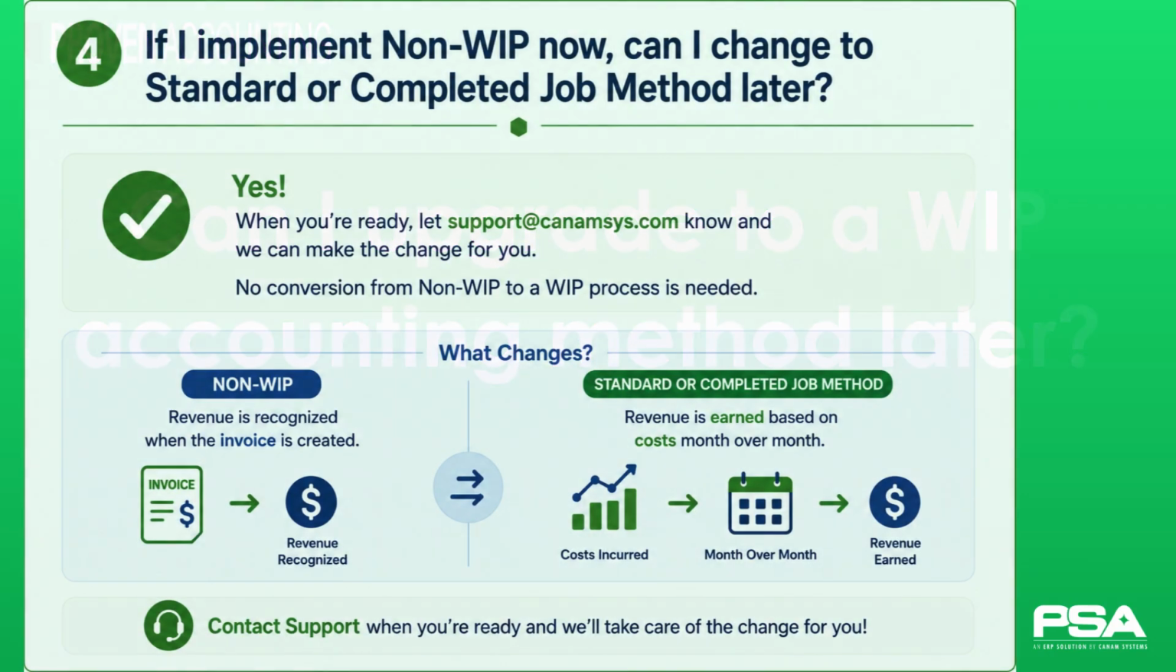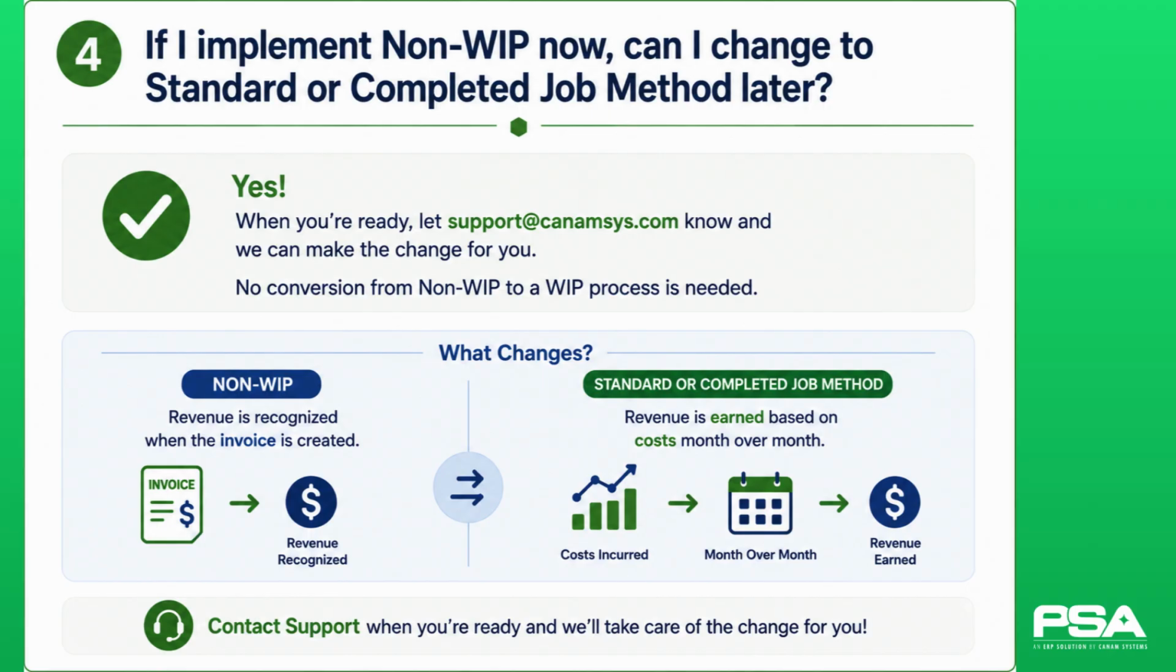Can I upgrade to a WIP accounting method later? Yes, absolutely. One of the advantages of choosing the non-WIP accounting method is that if your business grows and your accounting needs change over time, you can transition to a standard WIP or a completed job accounting method in the future. When you're ready, simply contact our support team at support@canmsys.com and we'll work with you to make that change. Unlike converting from an existing WIP accounting method to a non-WIP, moving from non-WIP to a WIP accounting method does not require any work in process conversions. What does change is how revenue is recognized.